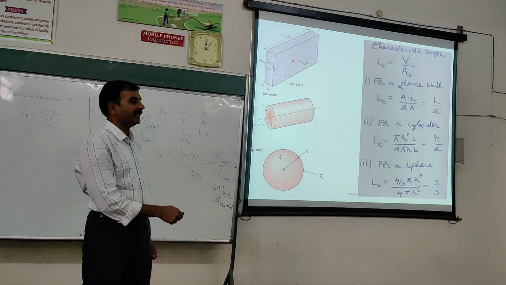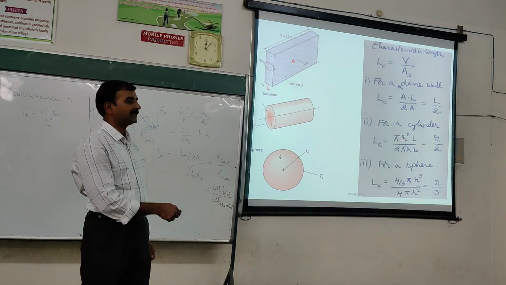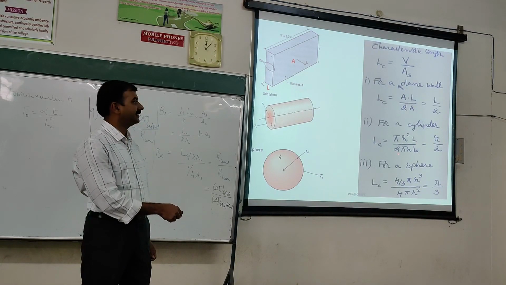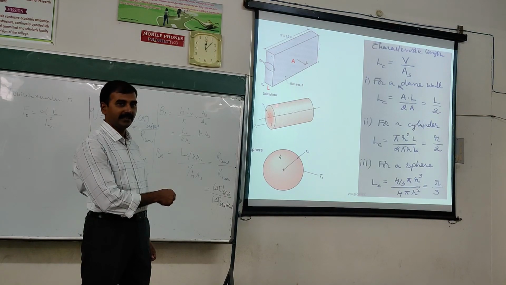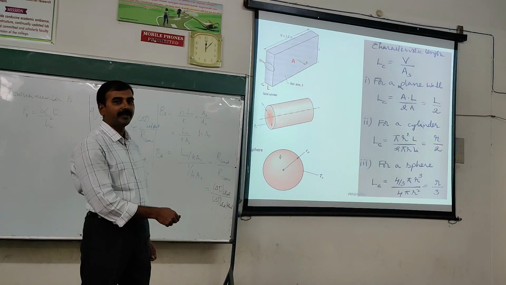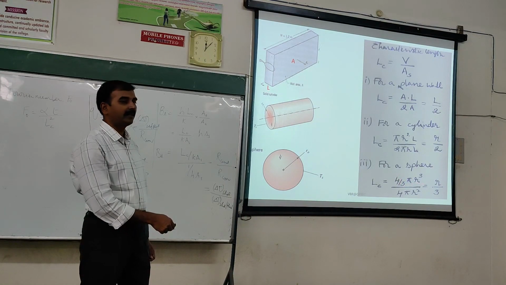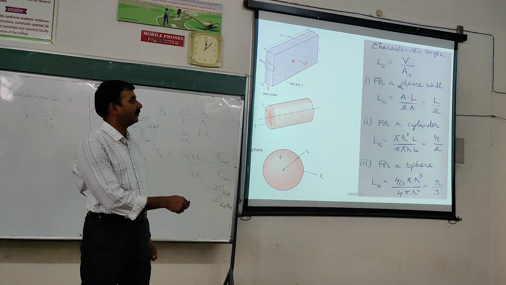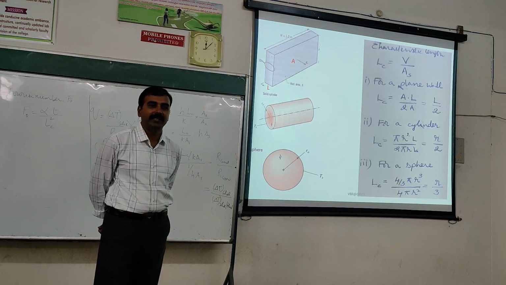And similarly, for cylinder and sphere also we can do. Volume is pi r square L, surface area is 2 pi r L, r being the radius of the cylinder. So then this is r by 2. For the sphere, volume is 4 by 3 pi r cube and area is 4 pi r square. So this is r by 3. L by 2, r by 2 and r by 3.